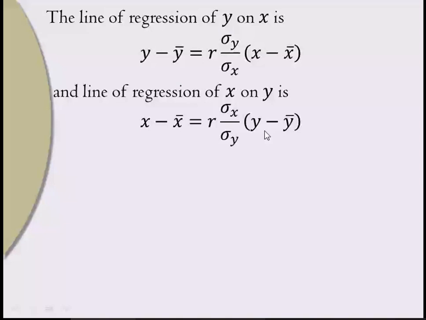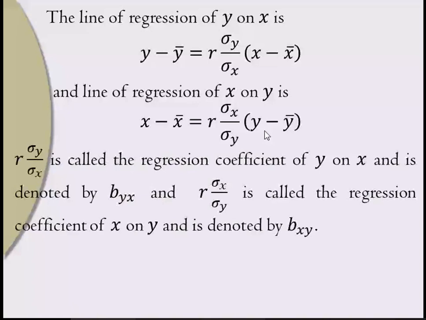Now, there are some names for these terms. R into sigma x by sigma y and r into sigma y by sigma x are called regression coefficients. R sigma y by sigma x is denoted by byx, and r into sigma x by sigma y is denoted by bxy. These are called regression coefficients. Now what happens if you take the product of byx and bxy?